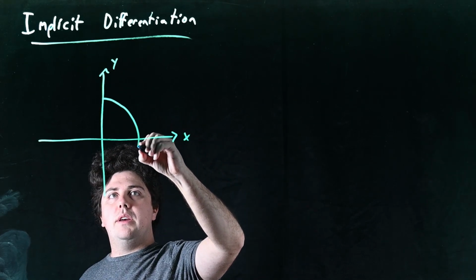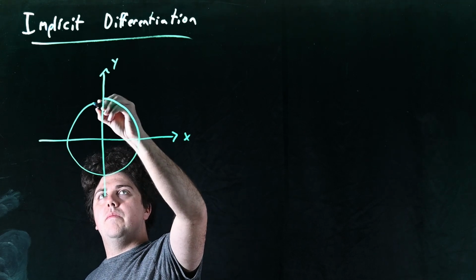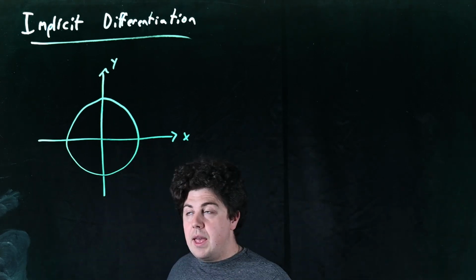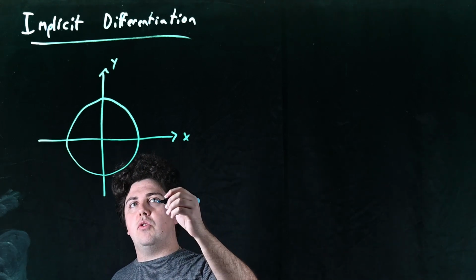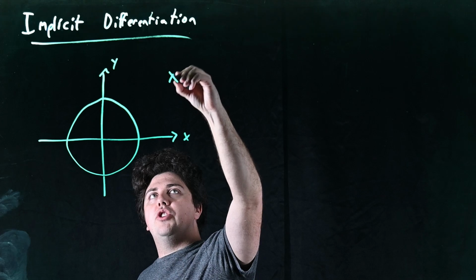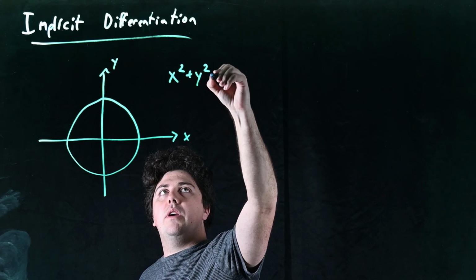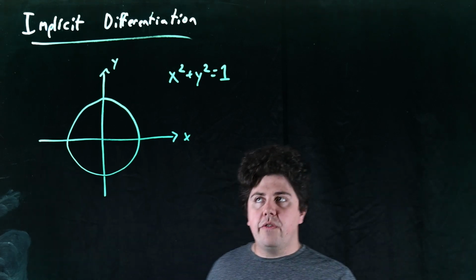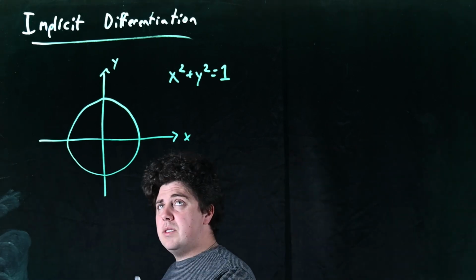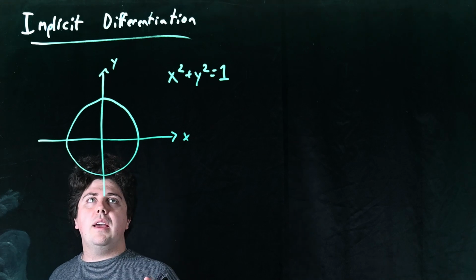So just this circle here. And of course, we can write an equation for this circle. All points on this circle of radius 1 satisfy the equation x squared plus y squared is equal to 1. But now we can do the following. Well, this is a curve like any other.